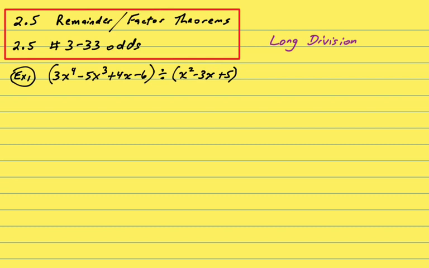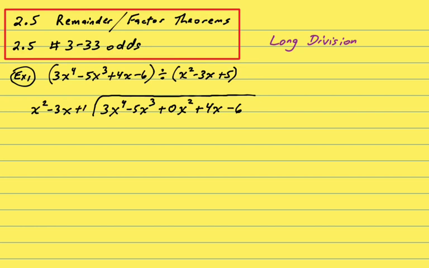So they want us to divide this using long division. 3x to the fourth minus 5x to the third plus, how many x squareds are there? 0x squared plus 4x minus 6. And what's all that divided by? Well, it'd be x squared minus 3x plus 15. I'm setting this up to do by long division.